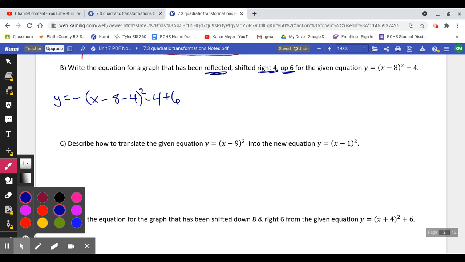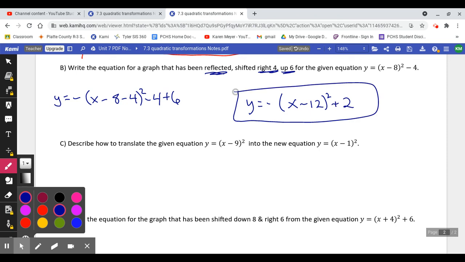Now I'm just going to simplify it. So y equals negative parentheses x, and then -8 minus 4 is -12, quantity squared. And outside, -4 plus 6 is +2. And there's my answer.